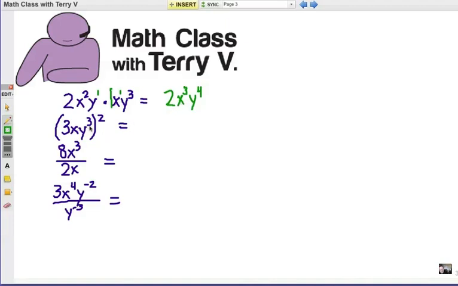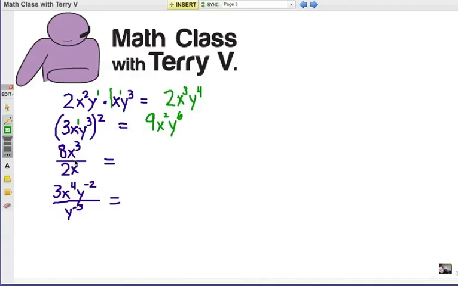Second rule is power of a power. Now everything inside the parentheses is being raised to the second power. So don't forget that really includes the 3. So you're going to do 3 squared, which we know is 9. And then we're going to square the x to the first. So it's x to the 1 times 2, or x squared. And y to the third is being squared, so that's y to the 6th. Power of a power, you multiply the exponents.